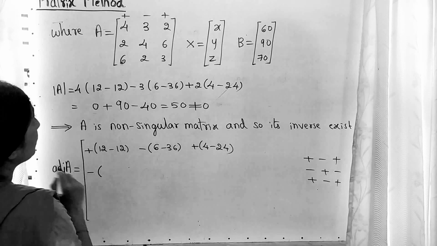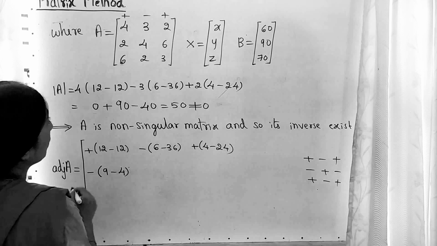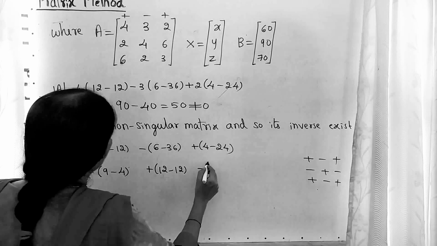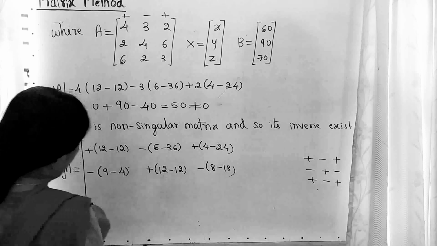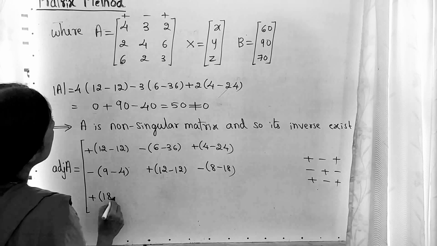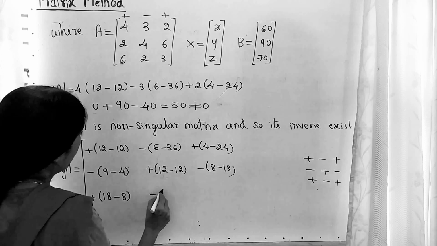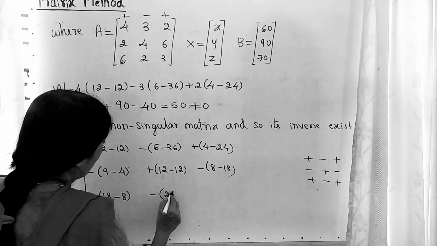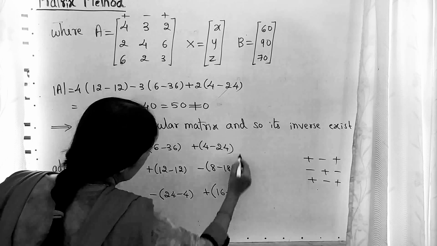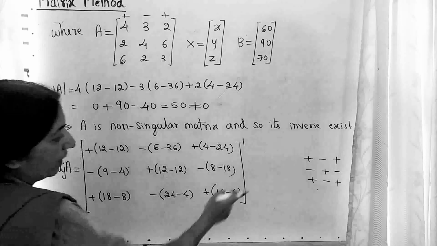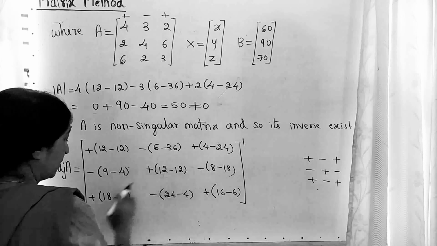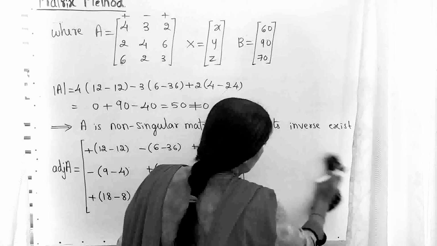Next minus, 9 minus 4. Next plus 12 minus 12, minus 8 minus 18, plus 18 minus 8, minus 24 minus 4, plus 16 minus 6. Its transpose we have to write, and you know the sign pattern, plus minus plus, minus plus minus, plus minus plus. Correct or not? Now simplify this.